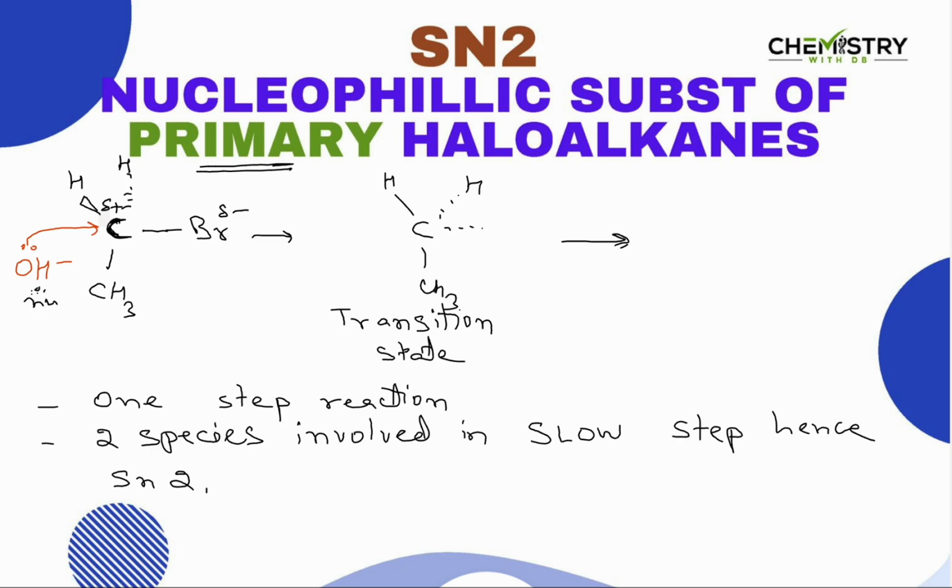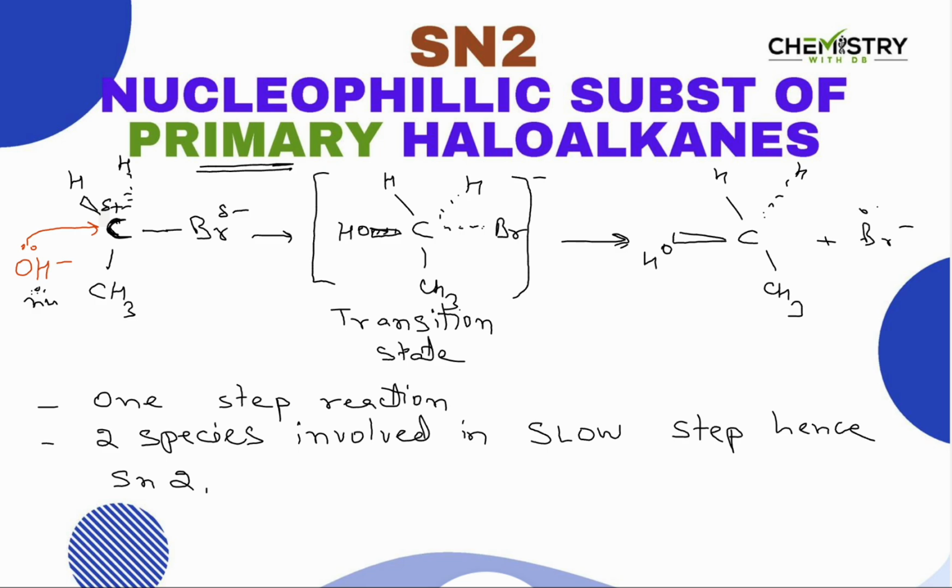So while the bromine is still attached to the carbon, the OH group also joins, and this gives rise to this transition species with a negative charge. After this, the C-Br bond breaks and you end up with ethanol here, and the bromide ion gets free.